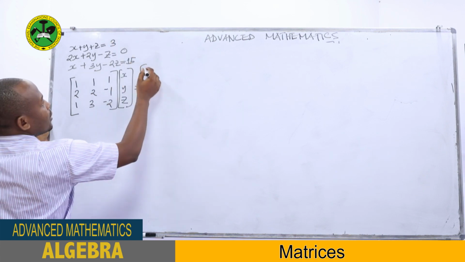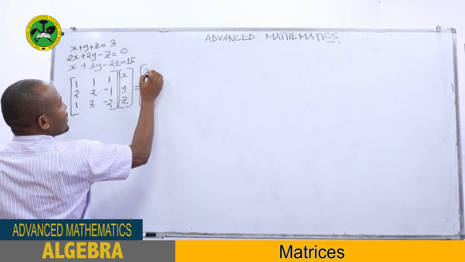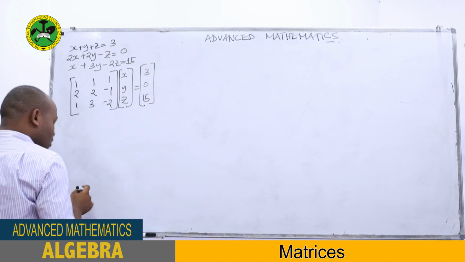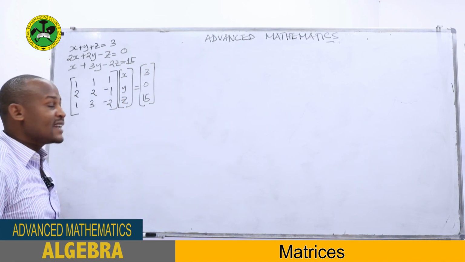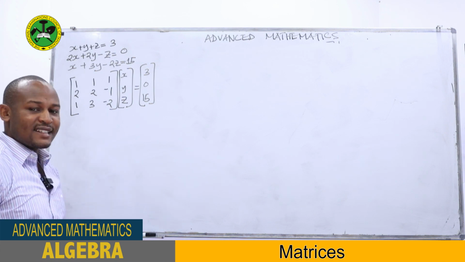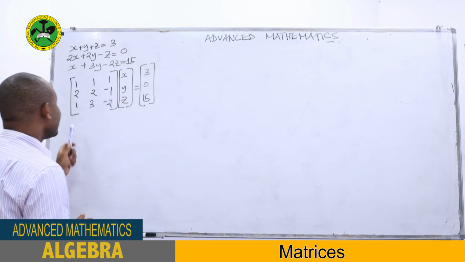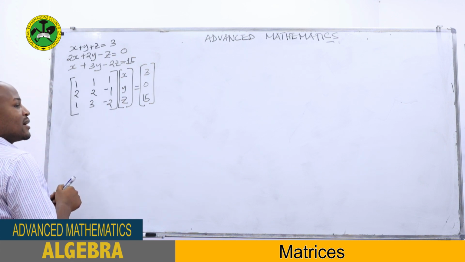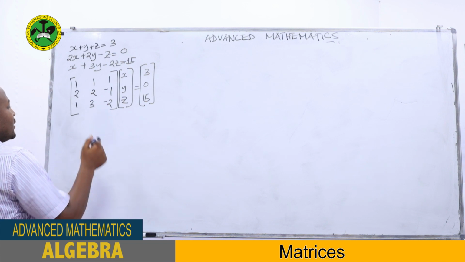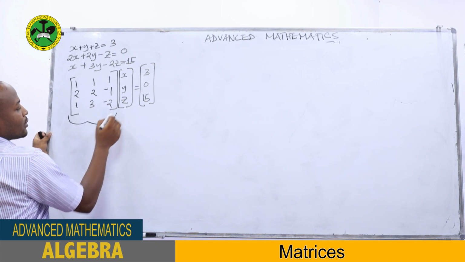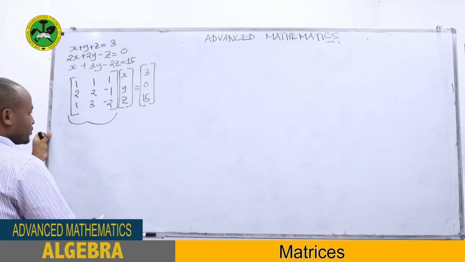And on the right hand side, we have 3, 0, 15. So the first step is done, writing the equations into matrix form. And then the second step says, you have to find the determinant of the matrix. The determinant of the matrix we are going to find is the determinant of this matrix.